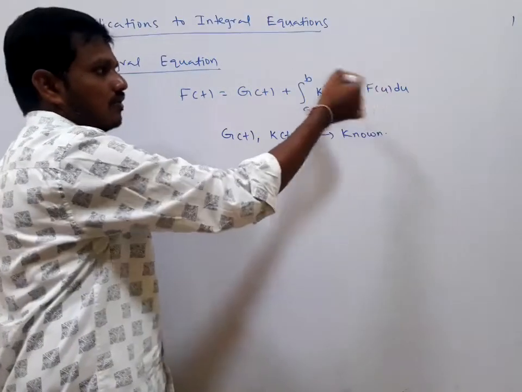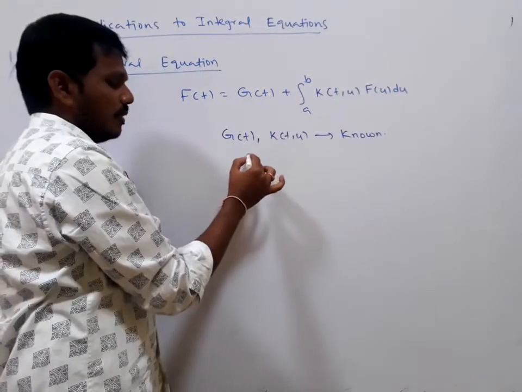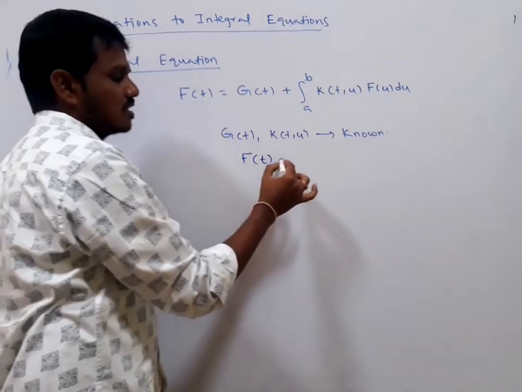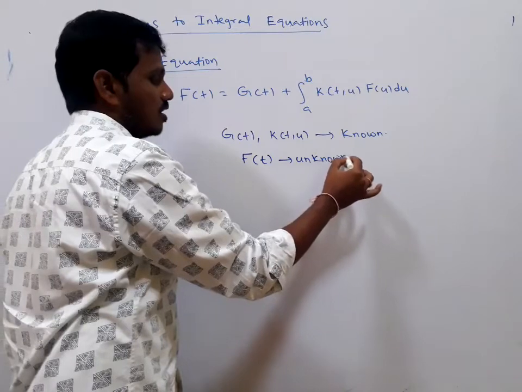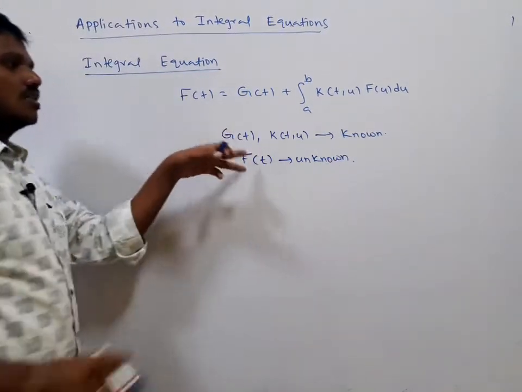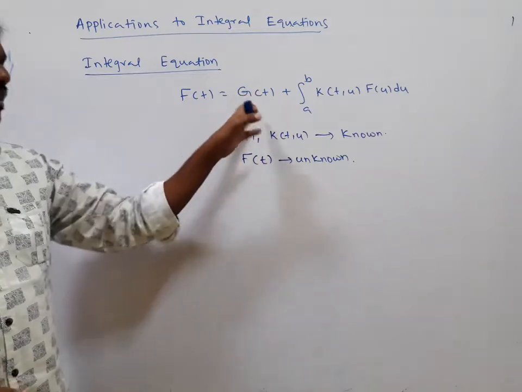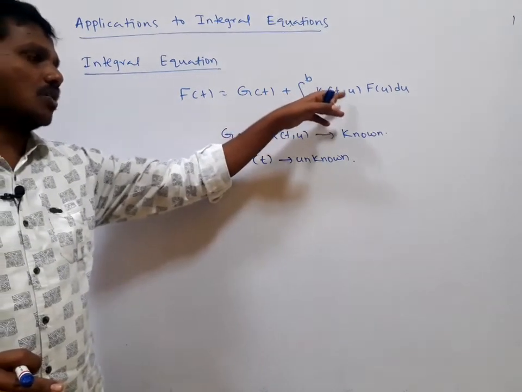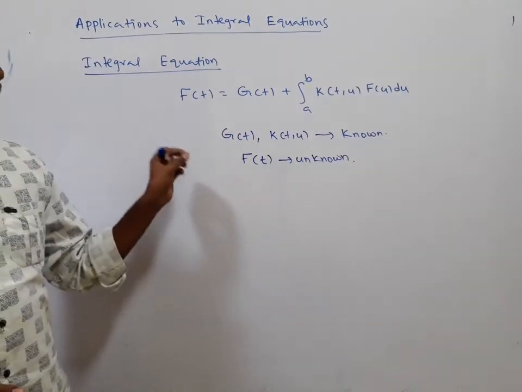And f of u, if you take the limit b equal to t, you will get a function of t. It is an unknown function, and this function is to be determined. The objective is what? This f of t is to be determined by equating to 0. Then only it is the equation, no? g of t plus integral a to b k of t comma u f of u du, right? This equation is known as an integral equation.